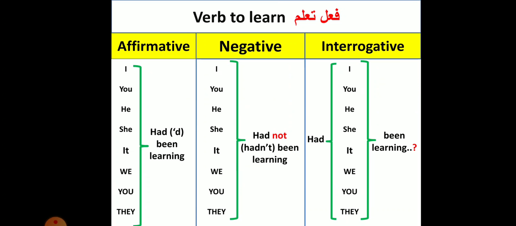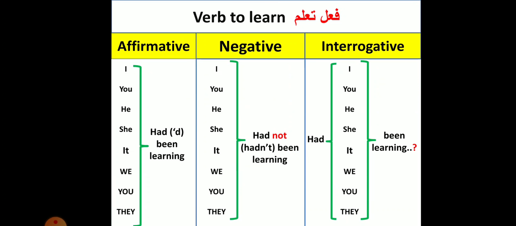Okay, so I had been learning or I'd been learning, you had been learning or you'd been learning, he had been learning, she had been learning, it had been learning, we had been learning, you had been learning, and they had been learning. Okay, and we can use the contraction in all of them.